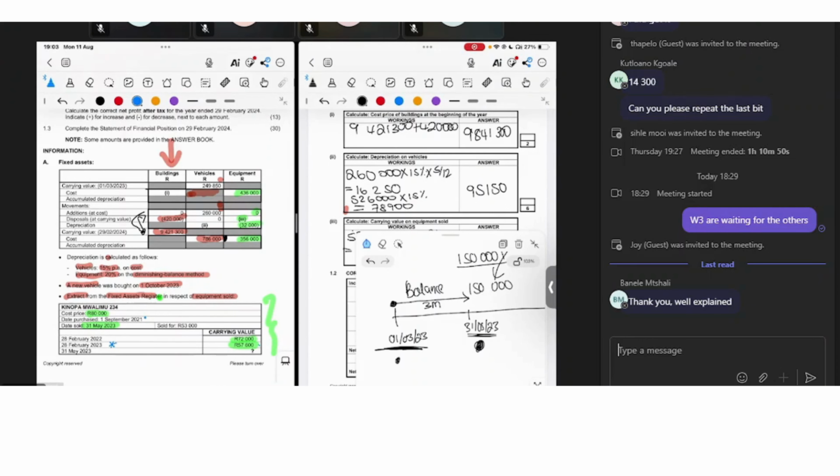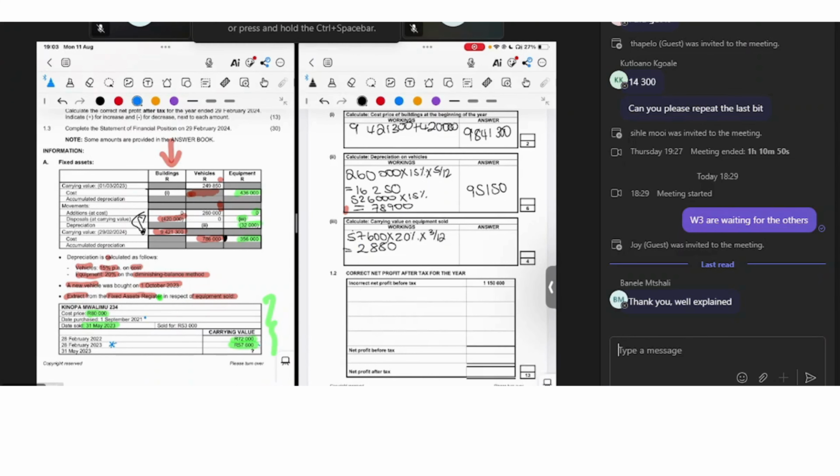And now we have the depreciation for the current year. So if you wanted the new carrying value now, what you do is take the 57,600 and you minus the 2,880, and that will give you your new carrying value, which is 54,720. Okay, any questions? Then we're done with the fixed asset portion of this.